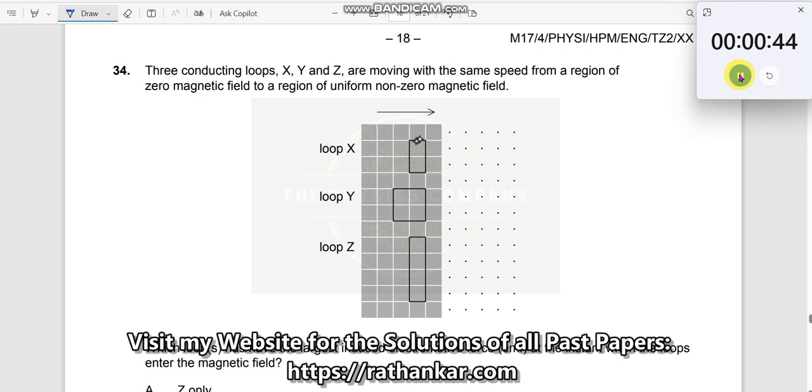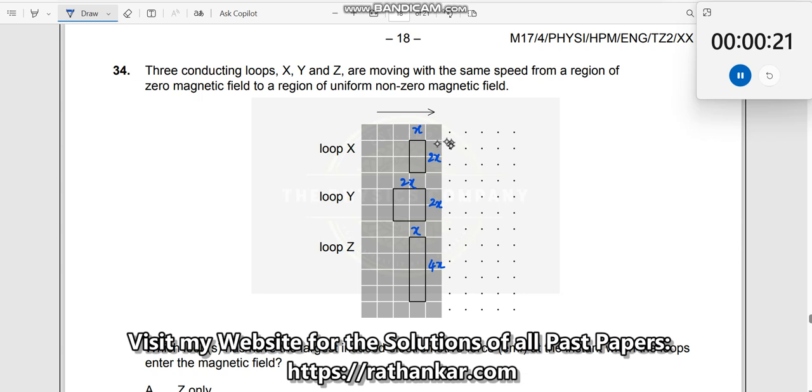Well, first what we'll do is, let me assume the length of the side of this square is equal to some x over here. So this will be 2x. What will be this one? This will be 2x and this will also be 2x. What will be this? This will be x, and this is 1, 2, 3, 4. This is 4x. Okay, let us first have some dimensions. Which loop will have the largest induced electromotive force at the instant the loop enters the magnetic field?